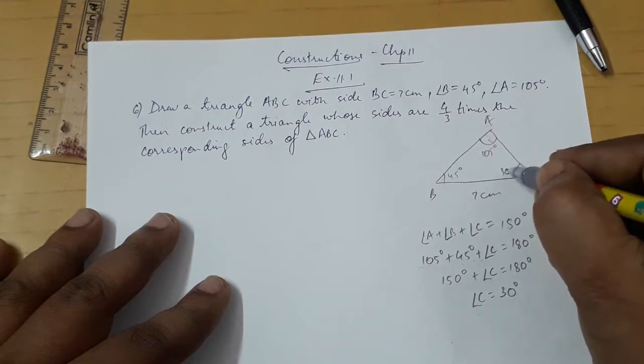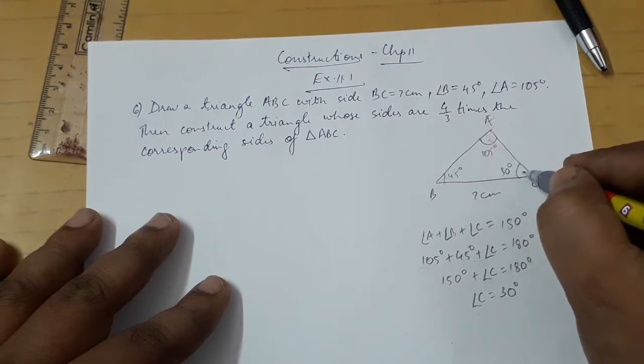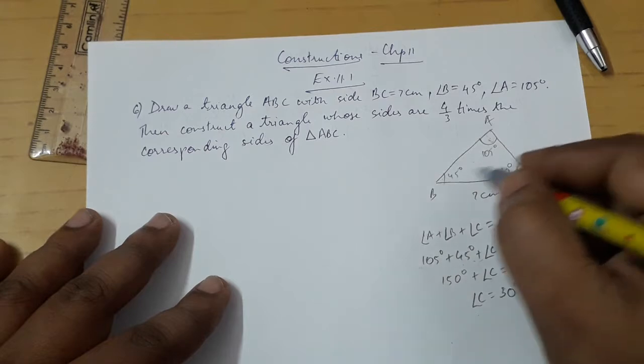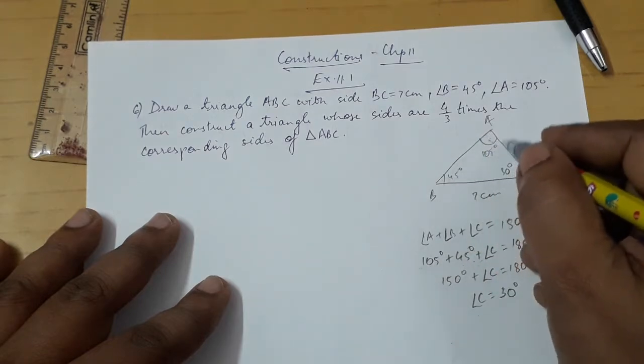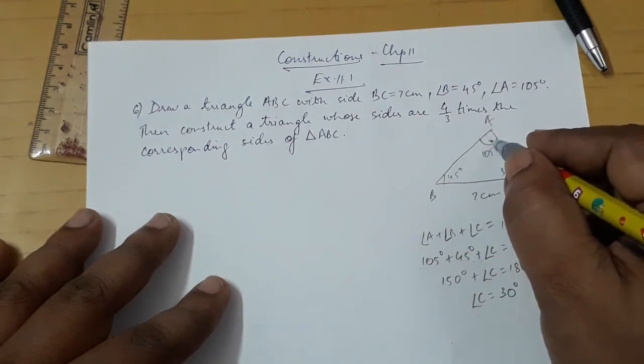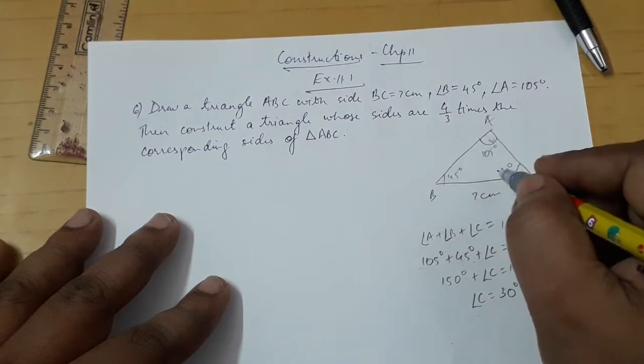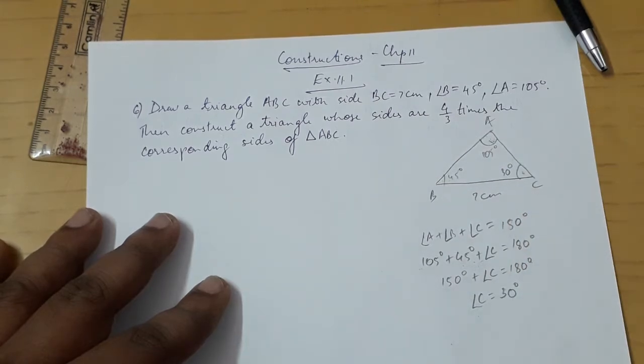All we need to do is construct this as 30 degrees. If we construct this as 30 degrees and this as 45 degrees, this will automatically become 105 degrees. We don't have to worry about it. So that's all we need to do in this construction of triangle ABC.